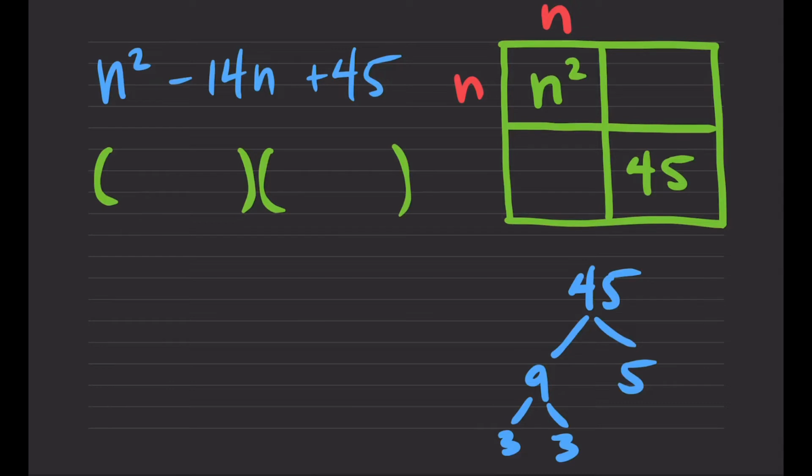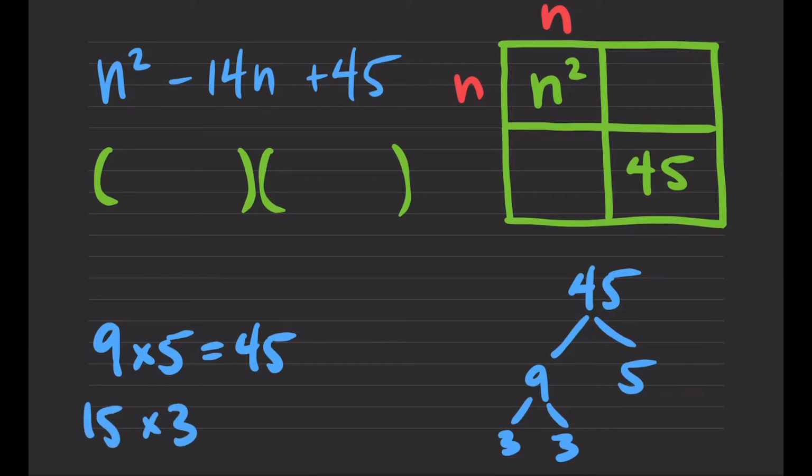So there's only so many things that multiply together to get 45. For example, 9 times 5 is 45, and also 15 times 3 is 45. And of course there's 1 times 45, but I don't think that's where we need to go. So it's going to be one of these two. So we want these two numbers to multiply together to get 45. So it's going to be either 9 and 5 or 15 and 3. So the other requirement is that when I add them together, they have to equal negative 14.